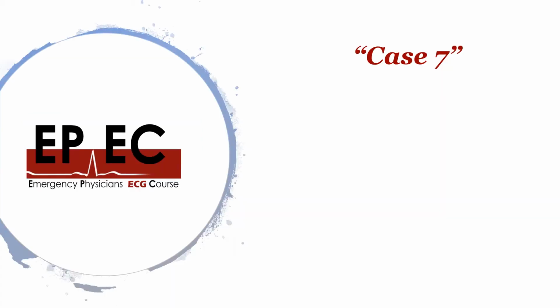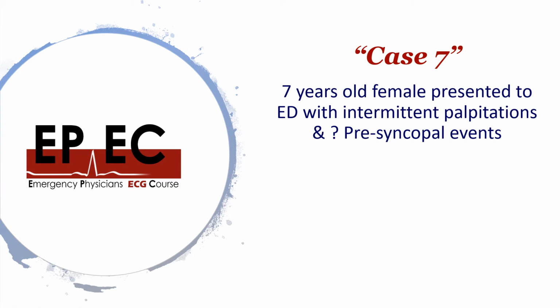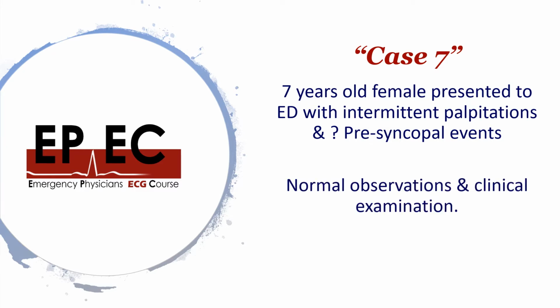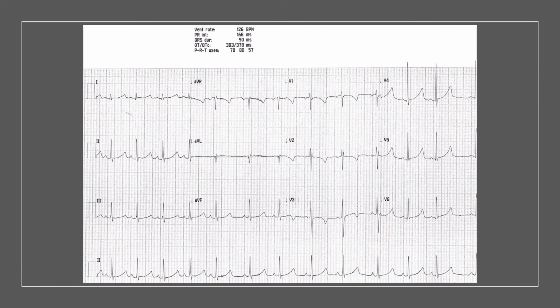So the case that we talked about was about a 7-year-old female patient presented to ED with intermittent palpitations and pre-syncopal events. Her observations were all normal. Her clinical examination was absolutely fine. So she's had an ECG, and this was her ECG.